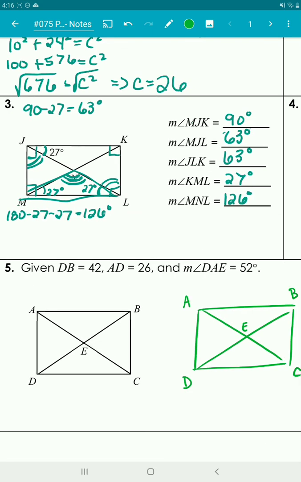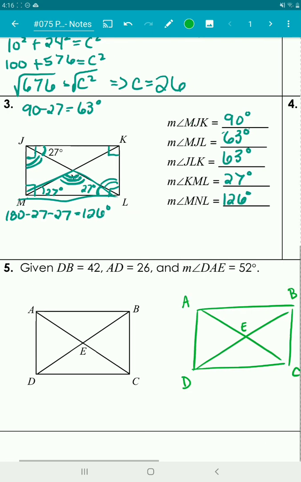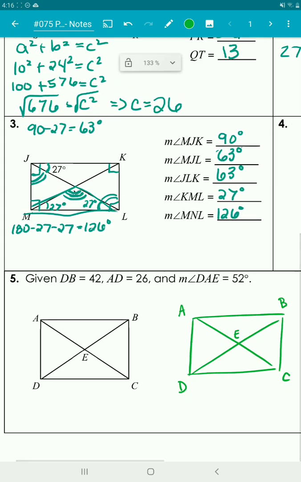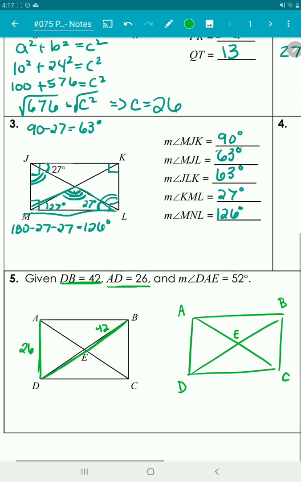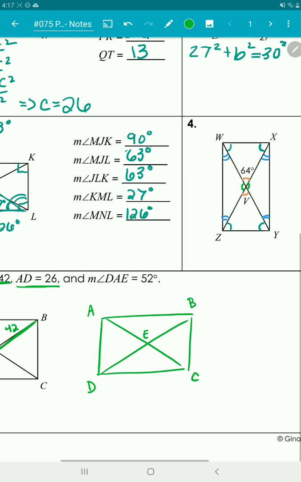Alrighty, so now we're going to look at number 5. And as you can see, I just drew out a second one because it makes it a little confusing when you try and do the sides and the angles on just one. So I'm going to do the sides on the first one. So it gives me that DB is 42. So the entire thing here, this whole diagonal is 42. Okay, and AD, so from top to here, is 26. Okay, and then I'm going to go ahead and label the angle DAE here is 52 degrees.